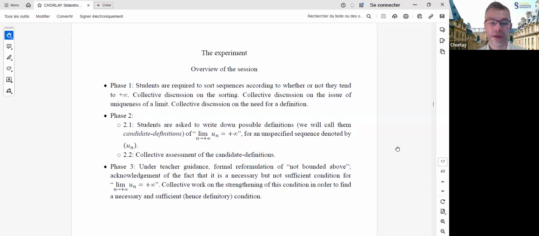So in phase 3, the teacher decides that we have to start from not bounded above and from a formal formulation of not bounded above. You will see what role it plays. Since we have been working for 1.5 hours so far, it should have become clear to everyone that not bounded above is a necessary but not sufficient condition for tending to positive infinity. So the final task is, guys, try to strengthen this condition in order to make it necessary and sufficient.